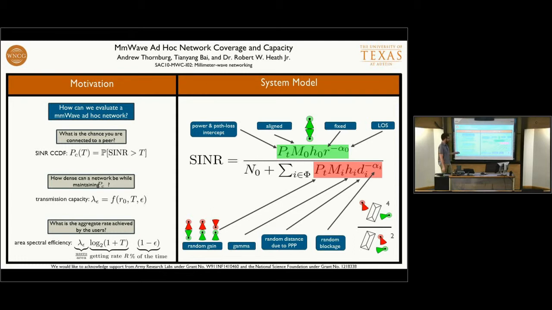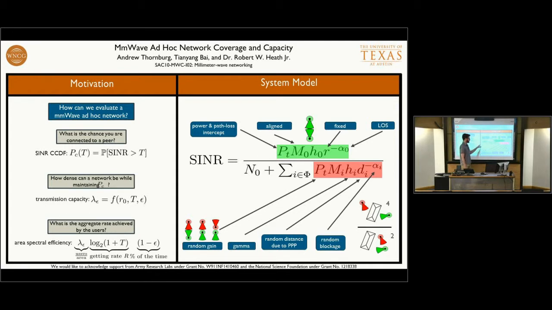And lastly, as a function of the transmission capacity, what is the aggregate rate achieved by the users, which is known as the area spectral efficiency. So we have users per area getting some rate according to Shannon's equation, and then some percentage of the time, 1 minus epsilon.